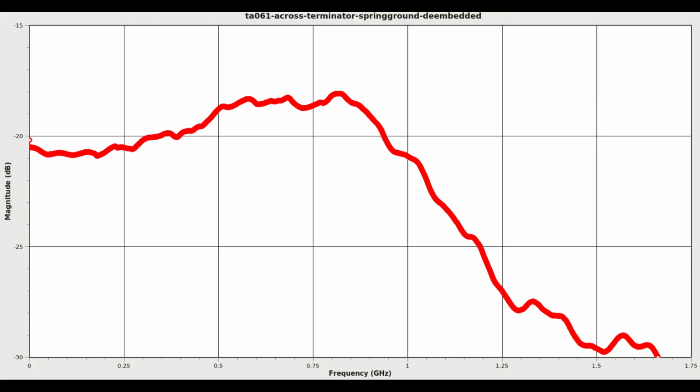If we take a look at the S21 curve of the TIO61, we'll see around 900 megahertz there's a pretty good peak. This is a lower-end transmission line probe. The better ones are much flatter. But on the other hand, this is a 1.5 gigahertz probe with a price tag comparable to a 500 megahertz capacitive divider probe. So for moderate speed signals, this may still be a good choice.